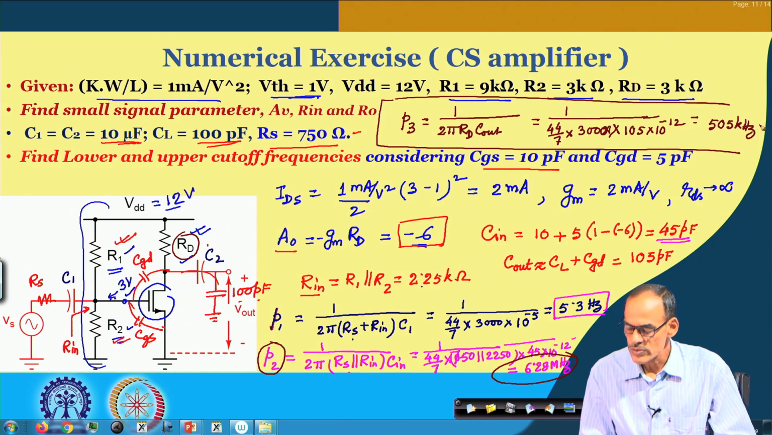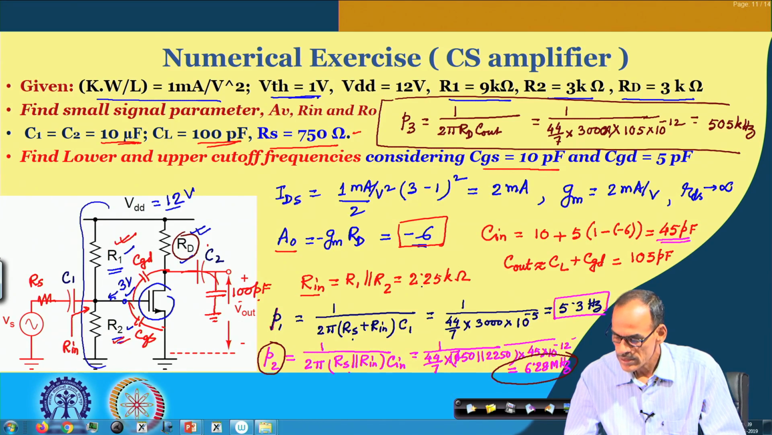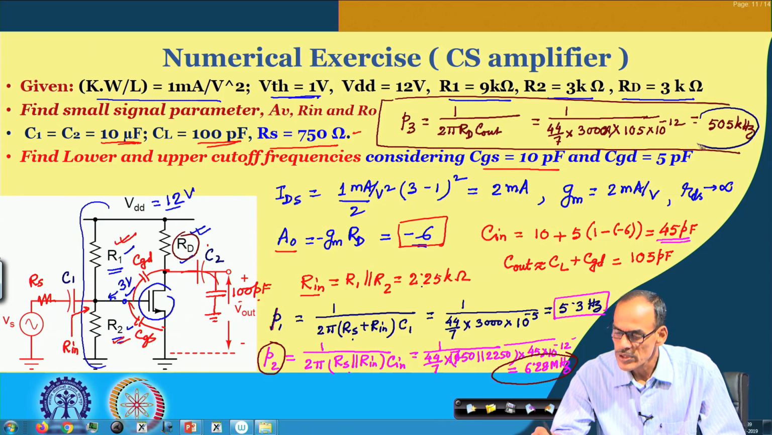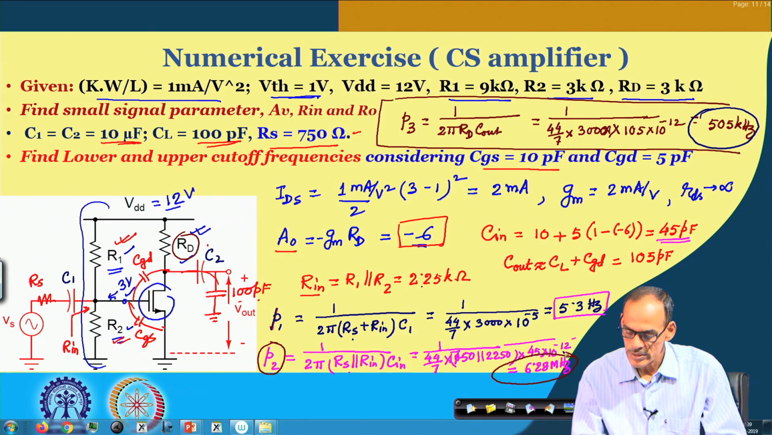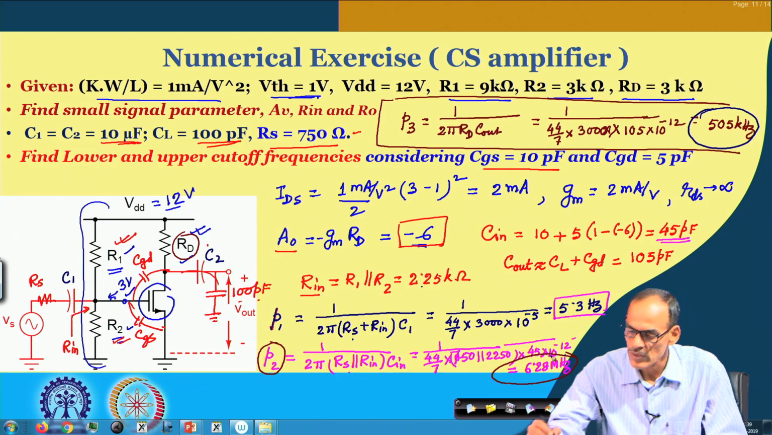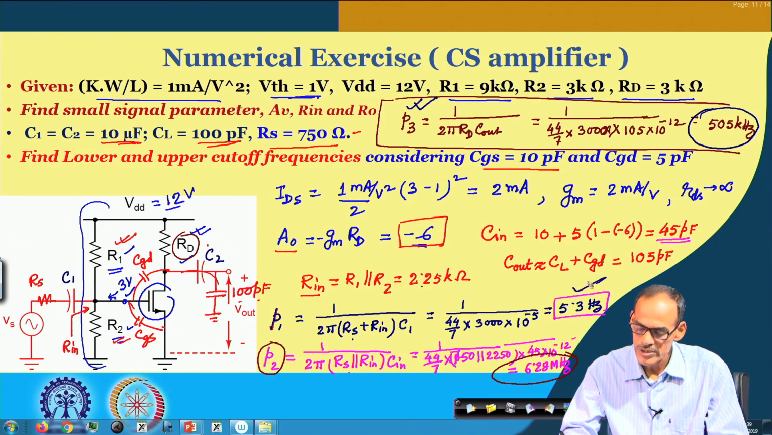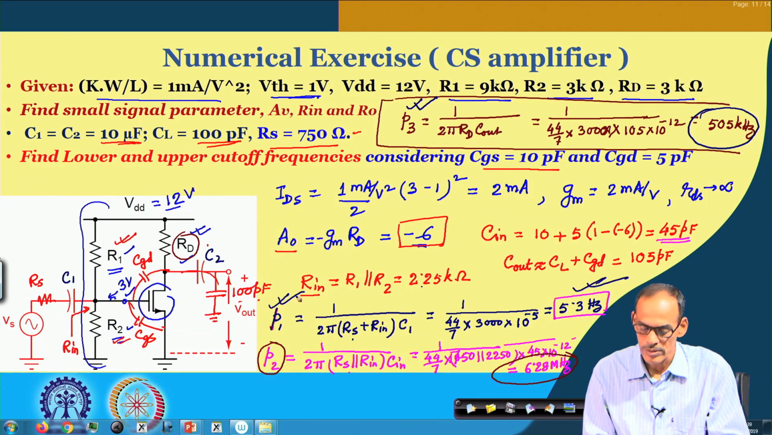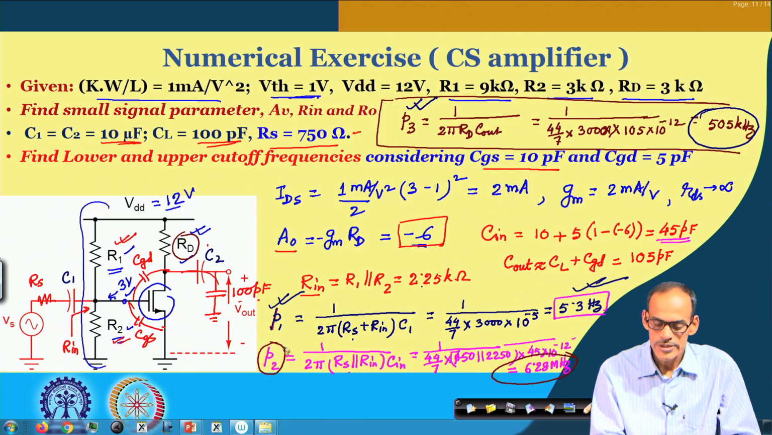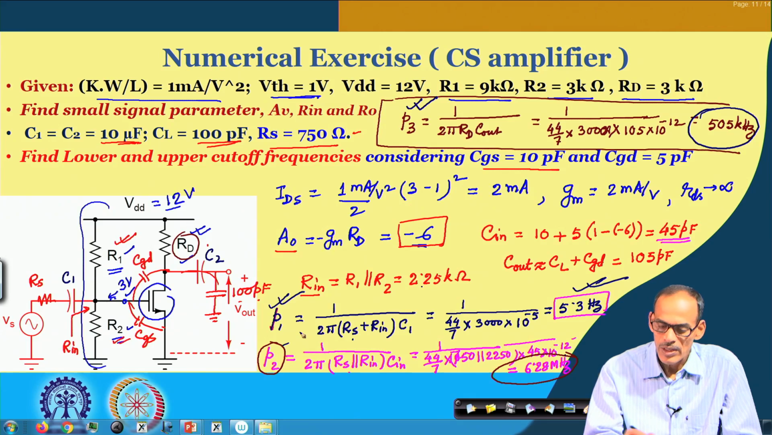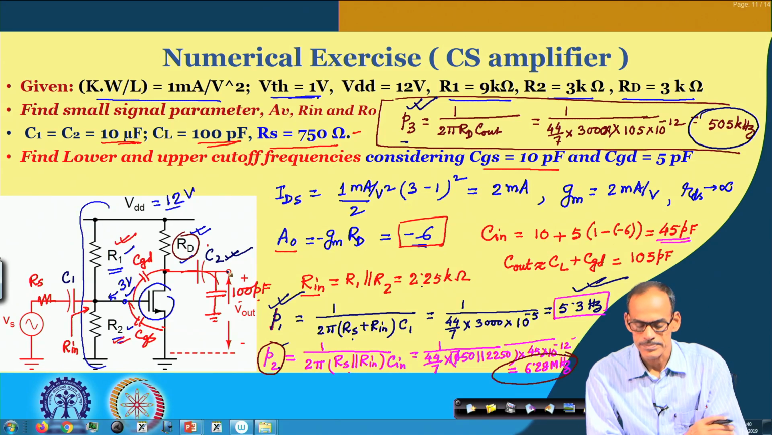Now, this is the case where we are getting a frequency lower than this one. So naturally the upper cutoff frequency will be decided by P 3, and of course the lower cutoff frequency will be decided by P 1. Okay. So this is the example where I was talking about that this P 2 is not defining the upper cutoff frequency, it is rather P 3, the output node pole, that still defines the upper cutoff frequency.